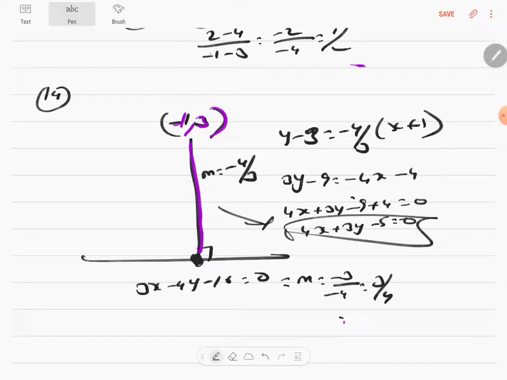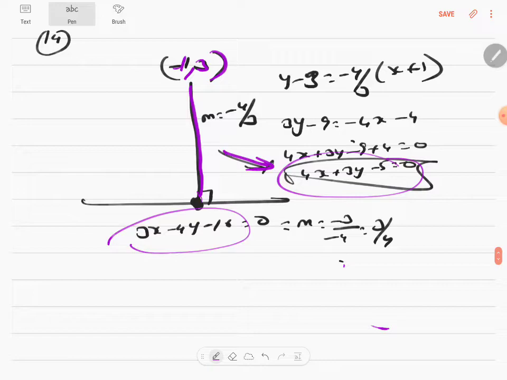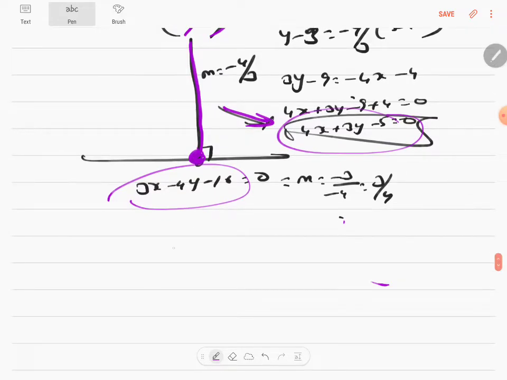The question is to find the coordinates of the foot of the perpendicular. I got the purple color line's equation, and I also have this equation. If I solve these two equations, I'll get the foot of the perpendicular. So let's solve these two equations: 4x plus 3y is equal to 5 and 3x minus 4y is equal to 16.